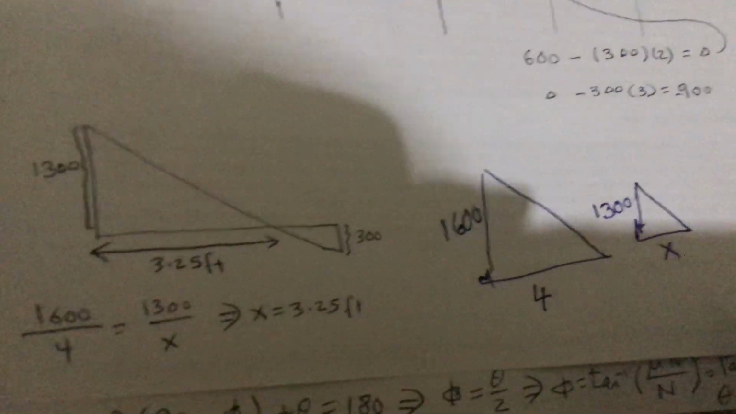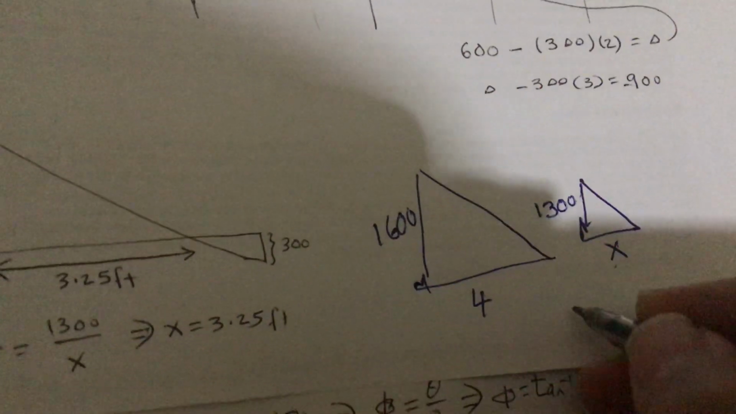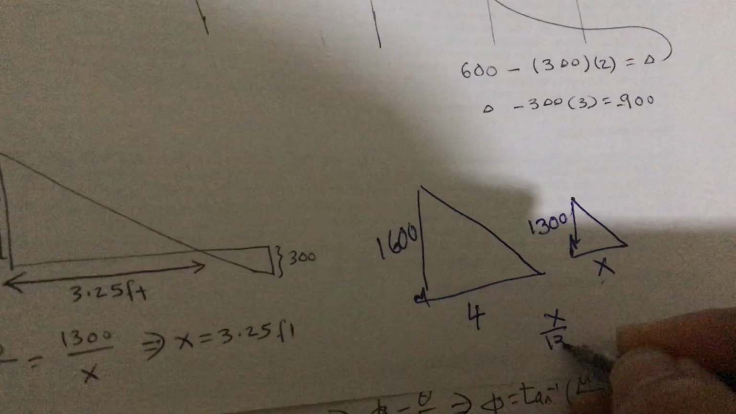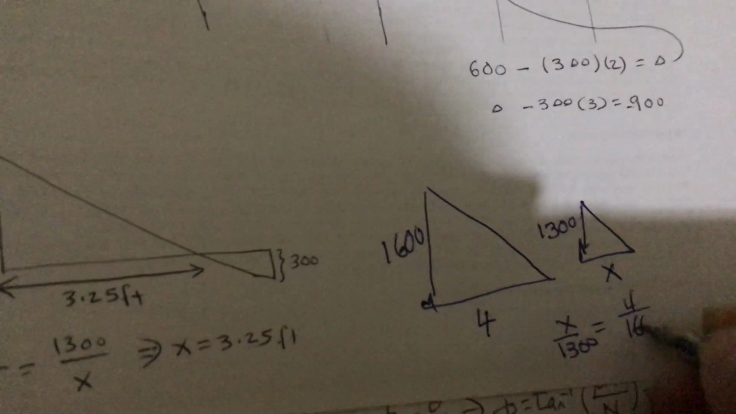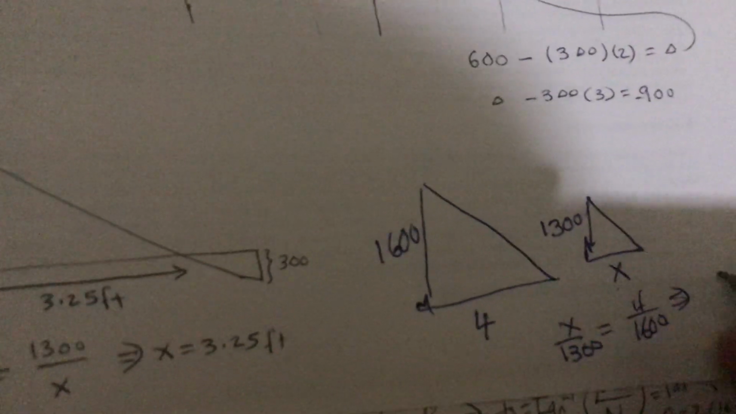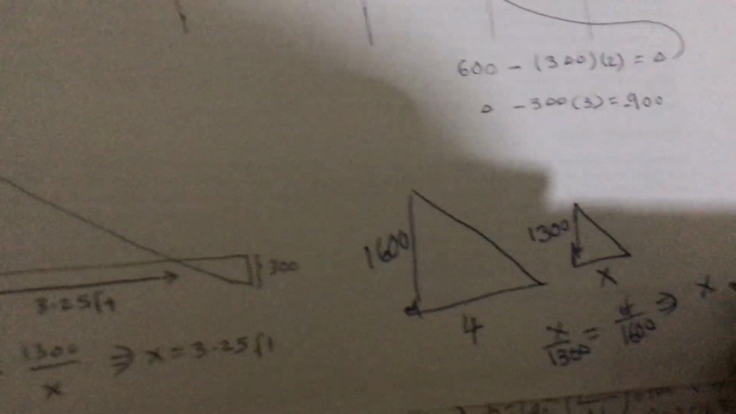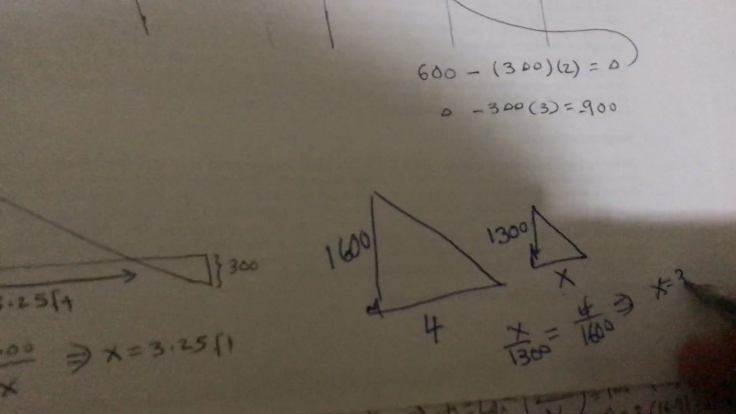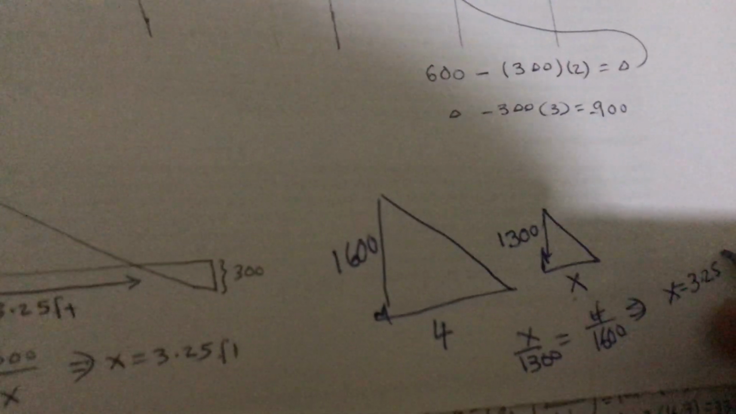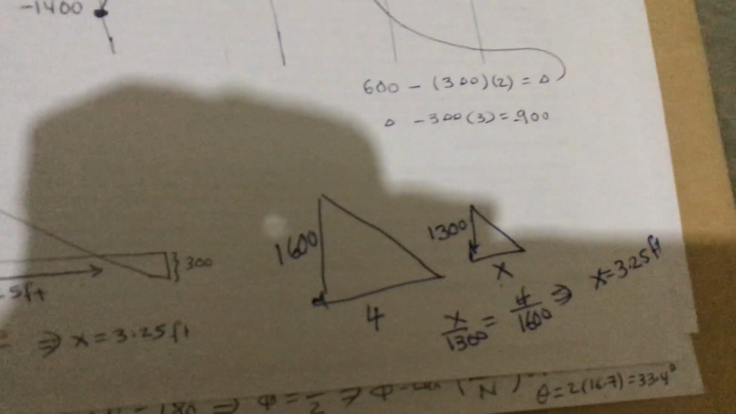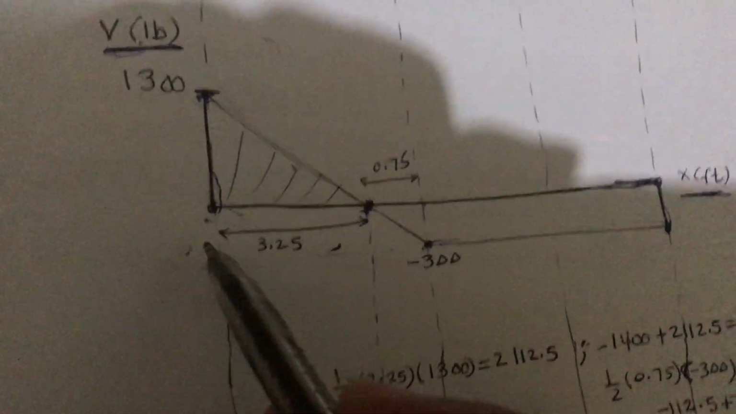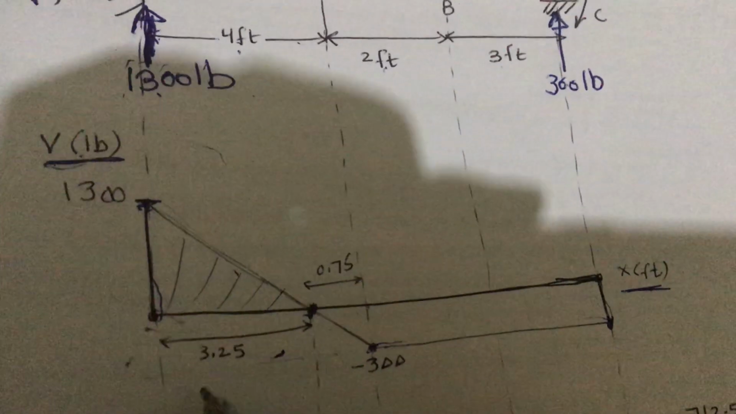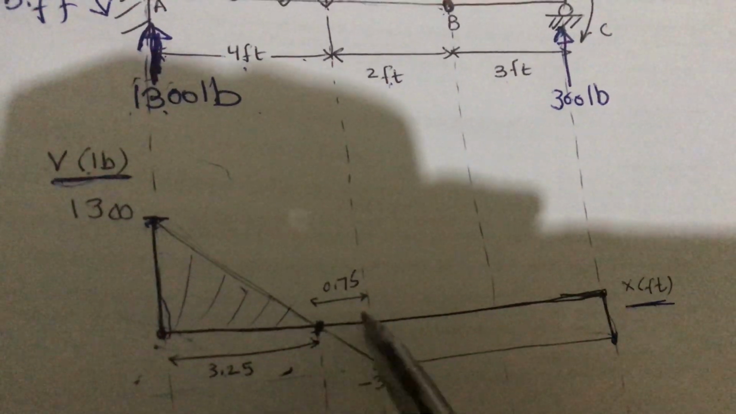So if you divide x over 1300 equal 4 over 1600, x, this is 4, x will be equal to 3.25 feet. So 3.25 feet, which means that this is the x, 3.25 feet. And if the whole thing is 4 feet, so 4 minus 3.25, you'll get 0.75.